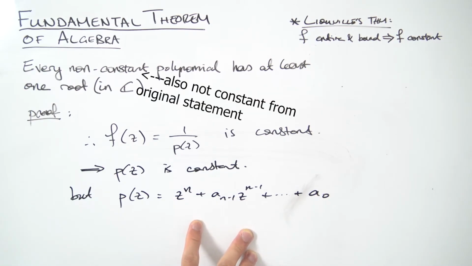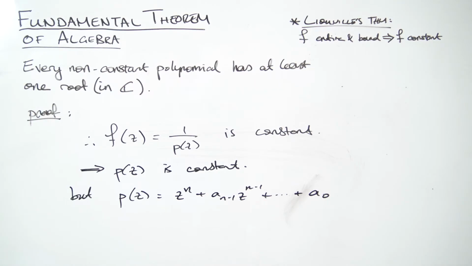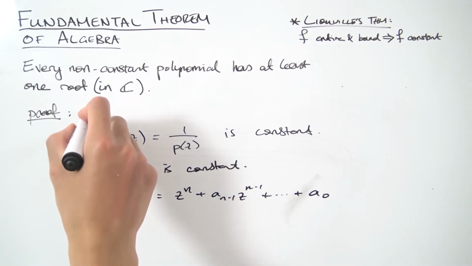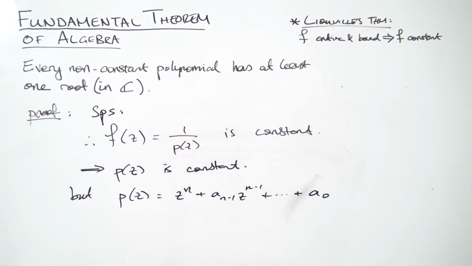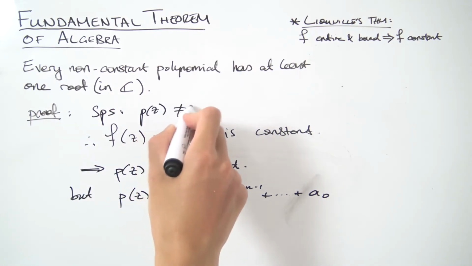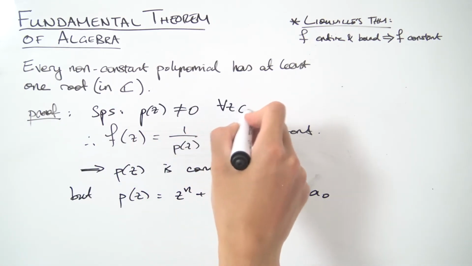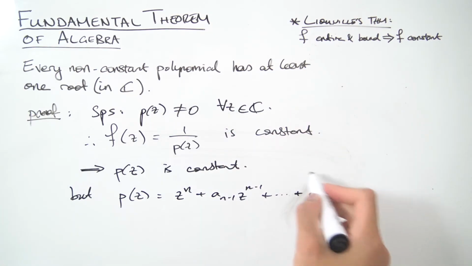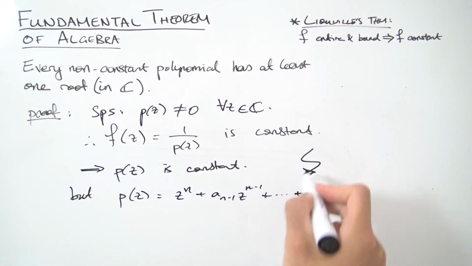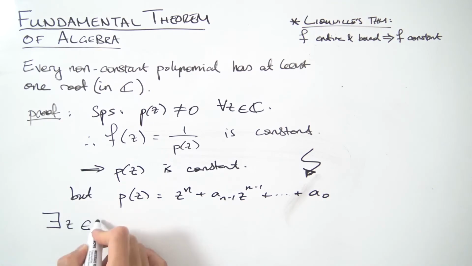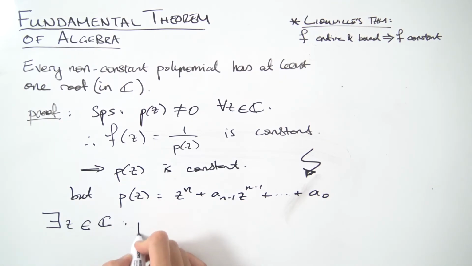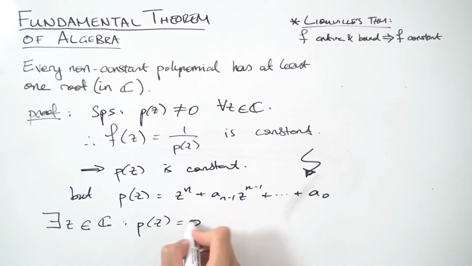So that means that our initial assumption was wrong. What was our initial assumption? Well, we supposed at the very start that p of z was not equal to 0 for all z in the complex plane. And since we arrived at a contradiction here, then there must exist a z in the complex plane such that p of z is equal to 0. And then we are done. We've proved the fundamental theorem of algebra.